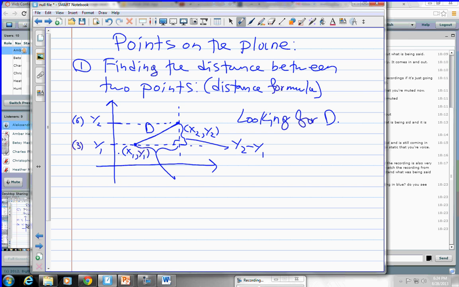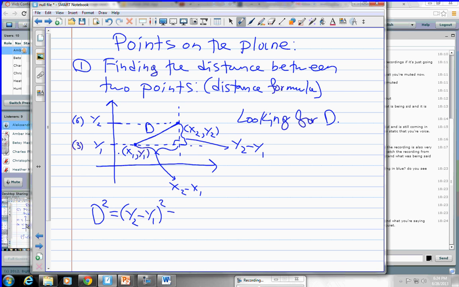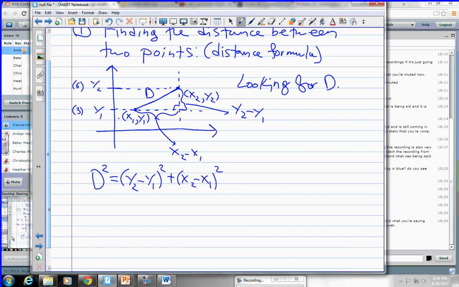Well, what would be that other length? x2 minus x1. So then by the Pythagorean theorem, d squared equals (y2 minus y1) squared plus (x2 minus x1) squared. And therefore d is the square root of all that.